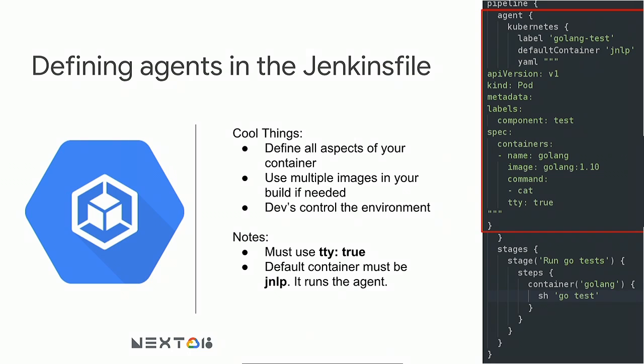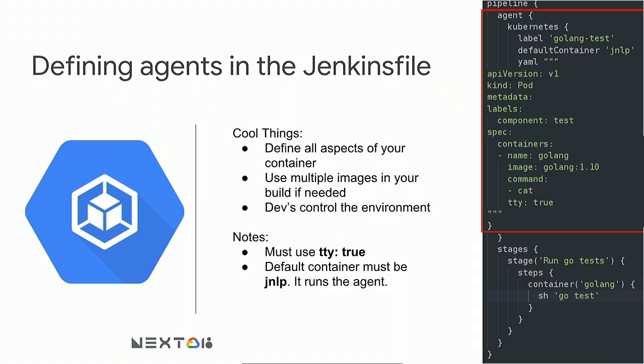Cool. So how do I define these agents in my Jenkins file? And this is something that I advocate for, because you're giving over that control over to the developer, right? You're saying, you tell me how you want your build spec to look. You have various containers that you can run in here. And as you can see here, I'm just defining a Kubernetes pod. That means that I can define multiple containers if I need them and separate my build dependencies in that way.